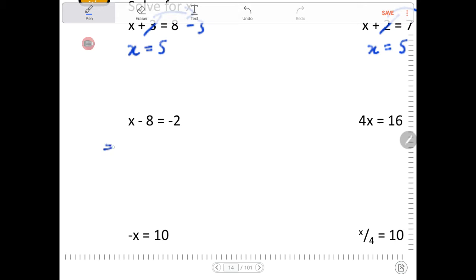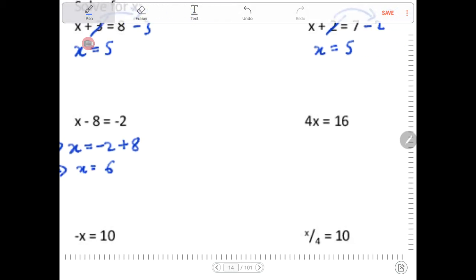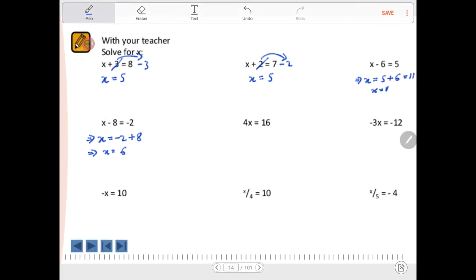Okay, what about this one? x equals, okay, we've got our negative 2, and this 8 is going to come over the other side and become plus 8. It does the opposite of negative 8, which is plus 8. So think back to directed numbers. What's negative 2 plus 8? x equals 6. Alright, so there's those ones where we're doing opposites to pluses and minuses.